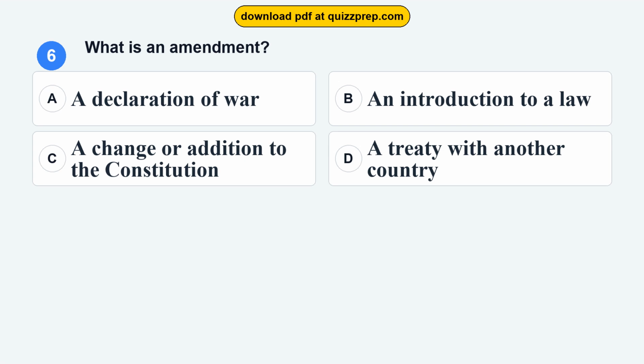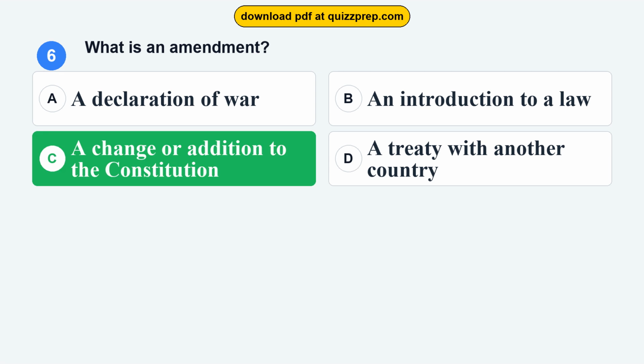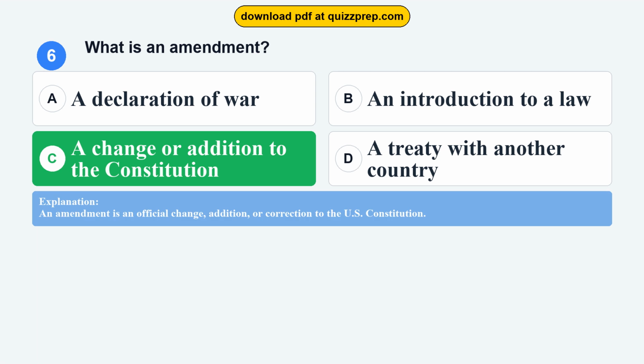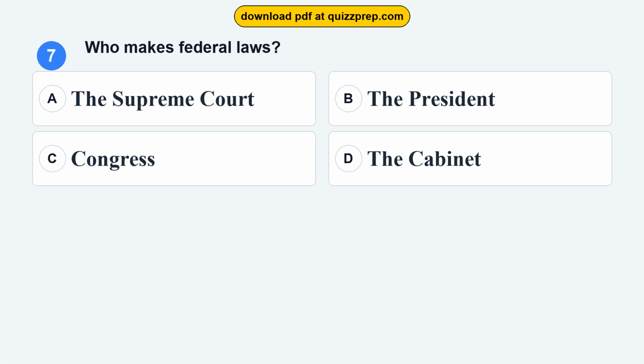Question 6. What is an amendment? Option A, a declaration of war. Option B, an introduction to a law. Option C, a change or addition to the Constitution. Option D, a treaty with another country. The correct answer is option C, a change or addition to the Constitution. An amendment is an official change, addition, or correction to the U.S. Constitution.